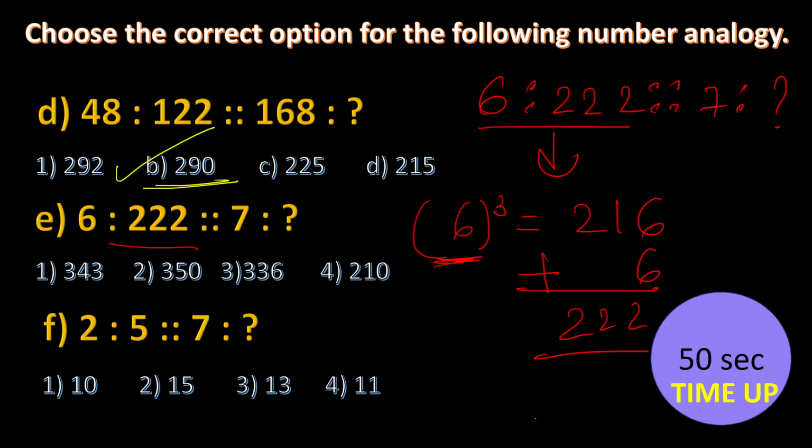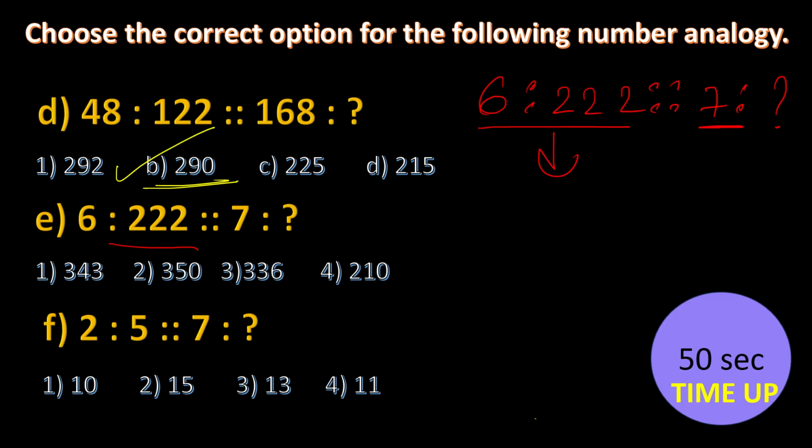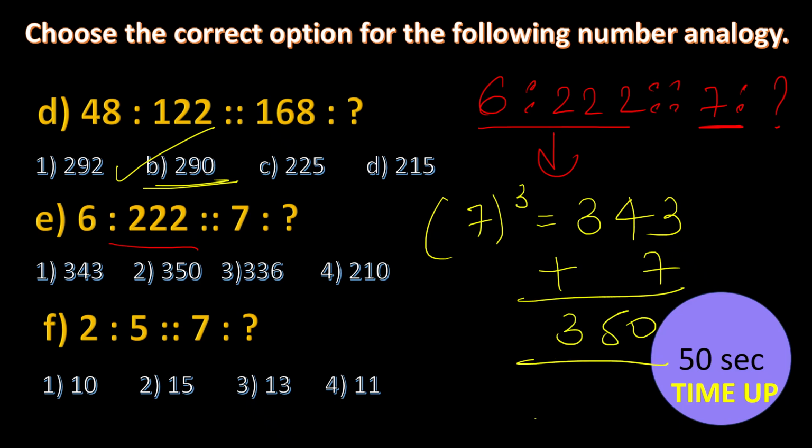Same logic is applied for 7 here. 7 cube is what? 343. Plus 7 will give you how much? Plus 7 will give you 350. Correct? So same logic is applied. 7 cube is 343. Plus 7 when you give, you'll get 350. So 350 is the correct option.